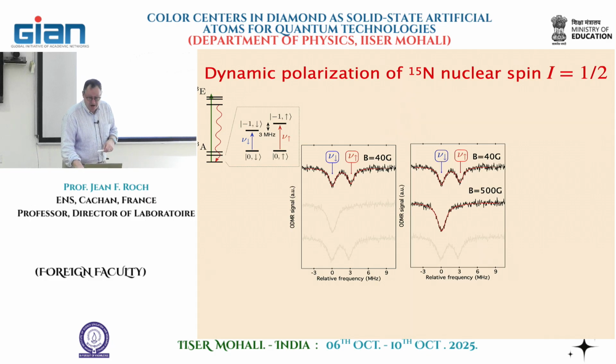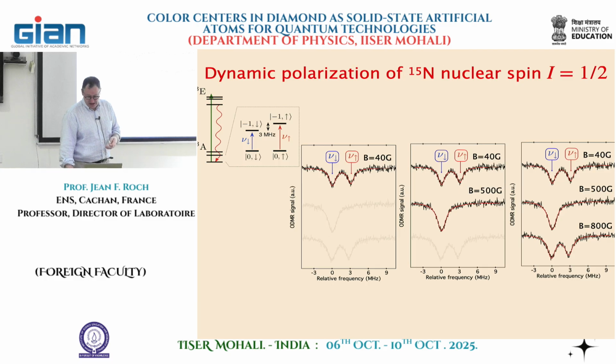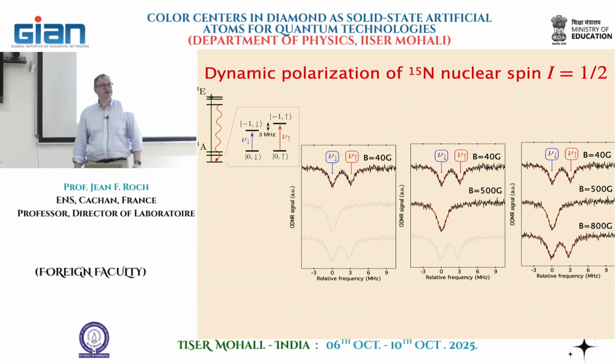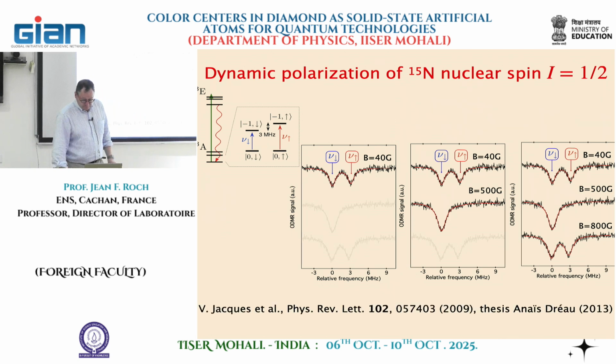And if now I apply a stronger magnetic field, I cross the LAC. You see that with a magnetic field of 800 Gauss, this effect has disappeared, and I see again the two components of the hyperfine structure. This was first observed by Vincent Jacques during his postdoc in Jörg Wrachtrup's team, and it was also well described in the thesis of Anaïs.